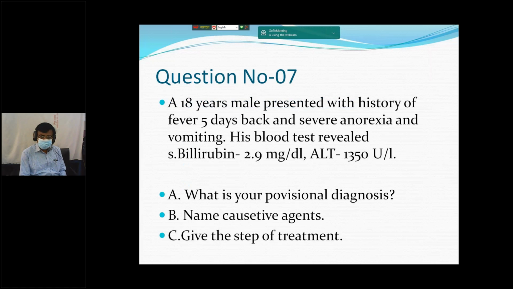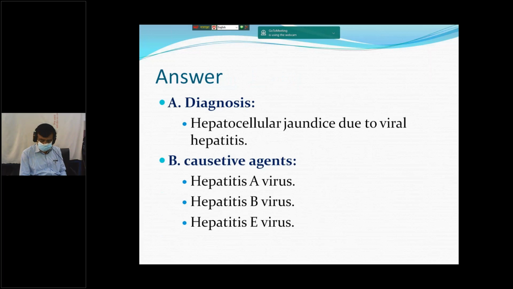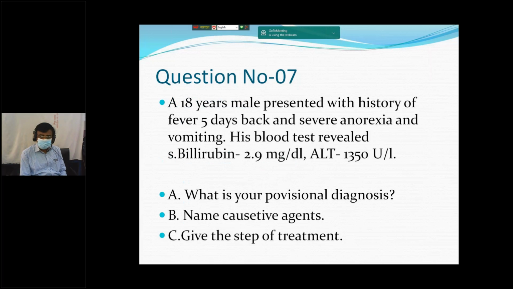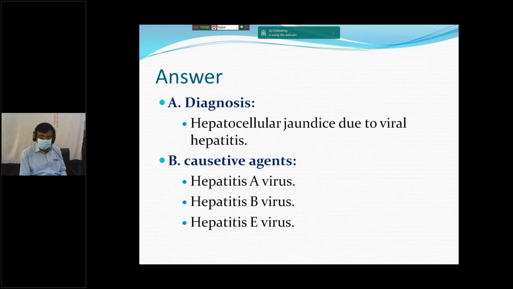Our next question is: an 18 years old male presented with history of fever 5 days back and severe anorexia and vomiting. Blood test revealed serum bilirubin 2.9 milligram per deciliter and ALT is 1350. What is your provisional diagnosis? Our provisional diagnosis is viral hepatitis. And the next question was, name the causative agents of viral hepatitis. The causative agents of acute viral hepatitis are hepatitis A virus, B virus, and E virus.